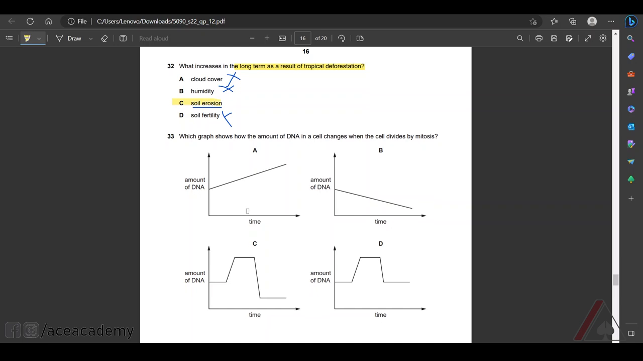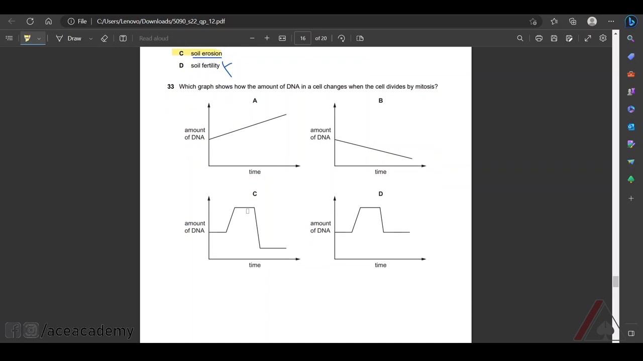Now, our next question, number 33. It says, which graph shows how the amount of DNA in a cell changes when the cell divides by mitosis? Let's look at our graphs. In graph A, the amount of DNA increases over time. This shouldn't happen because DNA replication only occurs during a single stage of the cell division. So the amount of DNA shouldn't really increase throughout the cell cycle, but only for a short period of time. So A is not our answer.